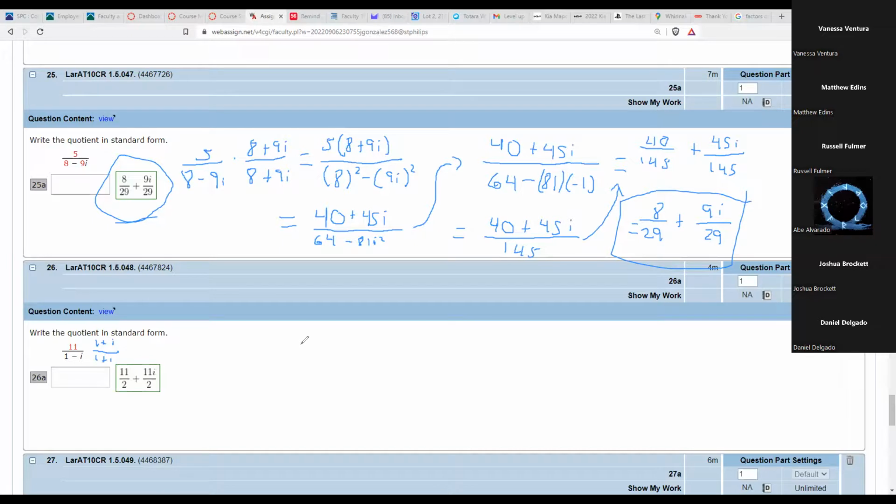Any questions on this idea? No. Okay. I don't want to spend too much time on this section because the math itself is not crazy difficult. The only thing I need you to do is just remember how to deal with the negative square roots and the i's.